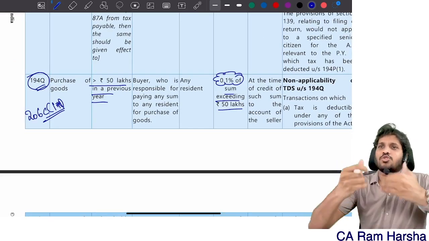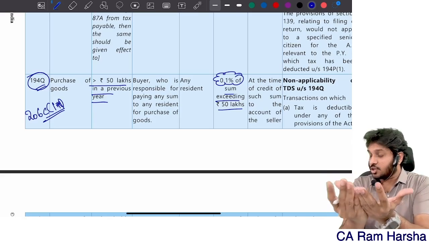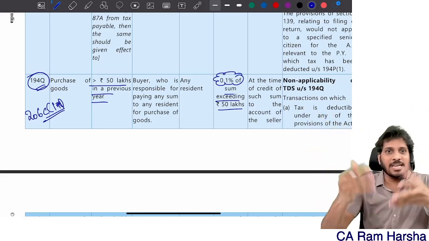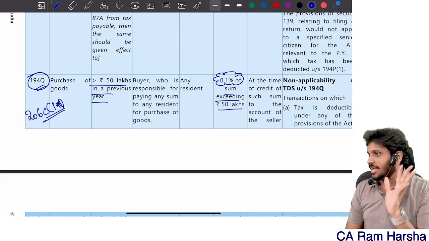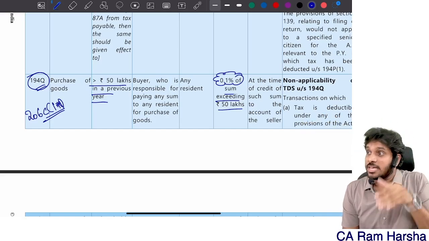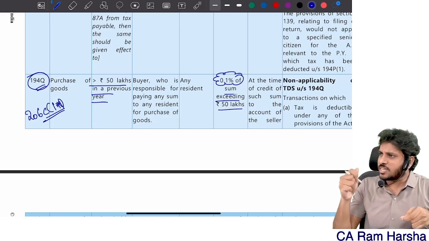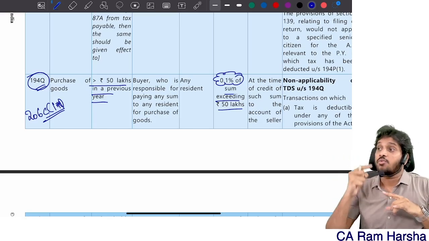And I am paying some seller. So I purchase goods from them and I am paying the amount. For the seller it's an income, right? So I should deduct TDS. Should I deduct TDS on purchase of goods? Yes, if the amount payable to the seller exceeds 50 lakh. How much TDS? 0.1%.